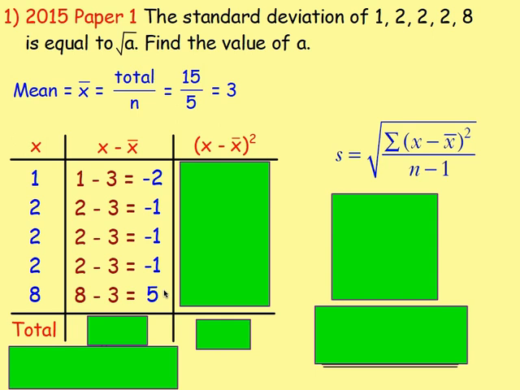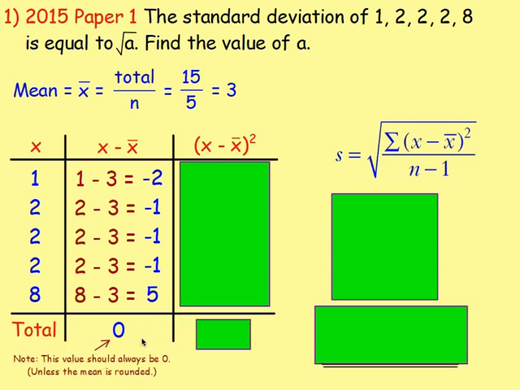Stop! Yes, Daniel, what is it? Remember, you can do your check to see if you're getting it right so far. You're perfectly right, Daniel. You add the numbers up in that column and check that you get 0. If you add negative 2, negative 1, negative 1, negative 1 and 5, do you get 0? Yes, you do. You could also do 5 take away 1 gives you 4, take away 1 gives you 3, take away another one gives you 2, and then take away 2 gives you 0. Remember, this column should always be 0 unless your mean is rounded.